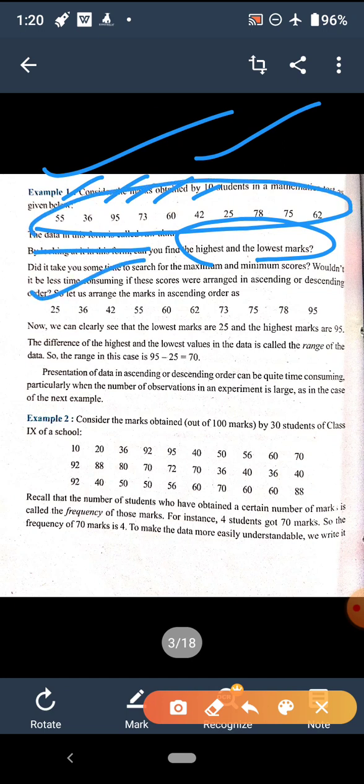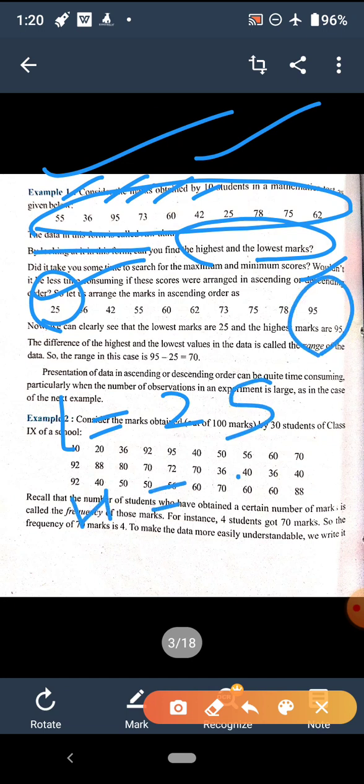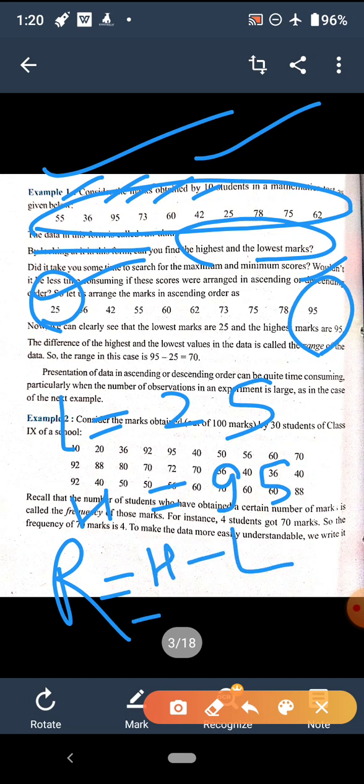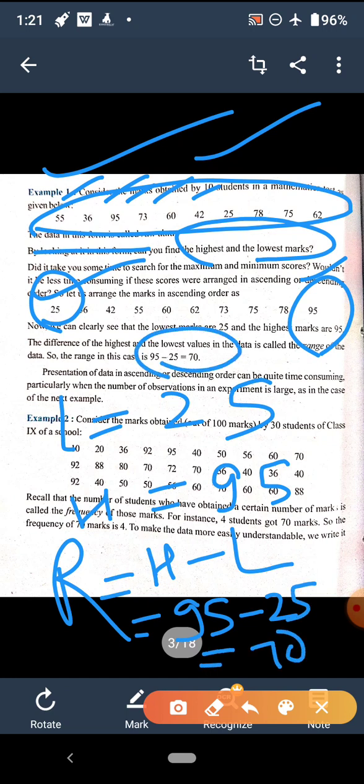But if we arrange it in ascending order, 25, 36, 42, 55, 60, 62, 73, 75, 78, 95, then you can see that this is the lowest marks. And what is the highest marks? That is 95. When we arrange the data, we easily get the lowest and the highest marks. Now we can easily find out the range. Range means the difference between the highest and the lowest. So 95 minus 25, that is 70. Range means the difference between the highest and the lowest value.